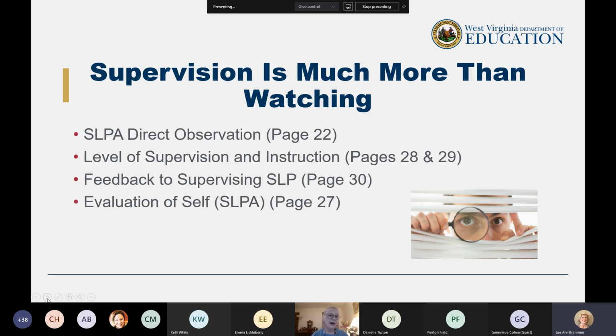And we've provided several suggested forms for you to use to provide feedback. We've talked about most of these. But also we need to be evaluating ourselves, and the SLPA might need to look at themselves, and that is good information for talking about training that's needed and assistance that's needed from the supervisor. So check those forms out. We value those and hope you use them.